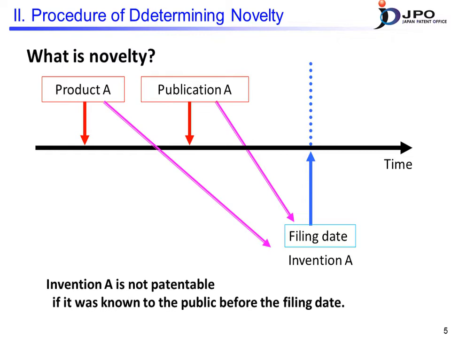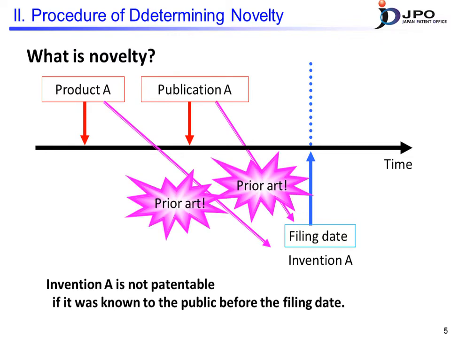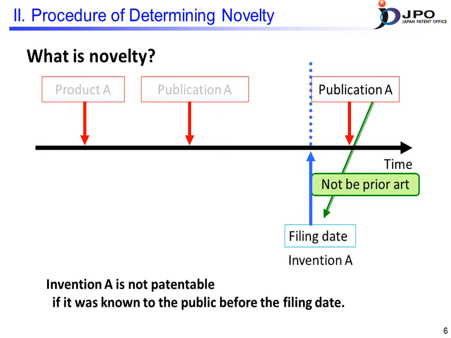This graph shows that Product A and Publication A that are on the left side of the filing date of Invention A, as indicated with the blue arrow, were disclosed before filing the patent application for Invention A. In this case, Product A and Publication A are prior art. On the other hand, if an invention is disclosed after filing the patent application for Invention A, like Publication A, which is on the right side of the filing date of Invention A, Publication A is not prior art.